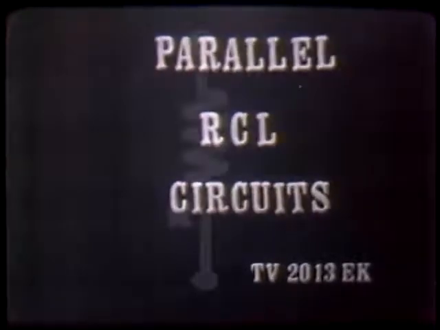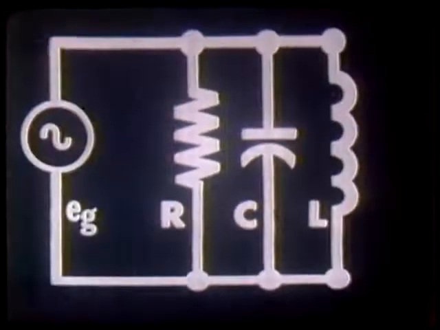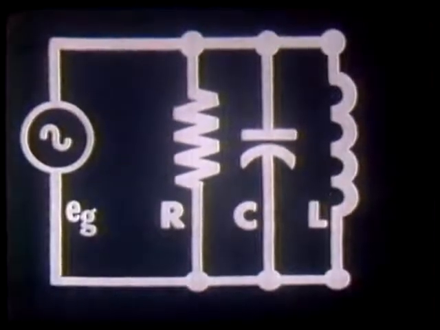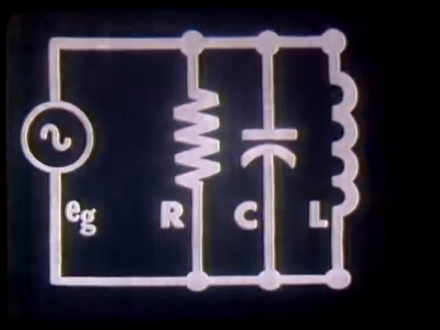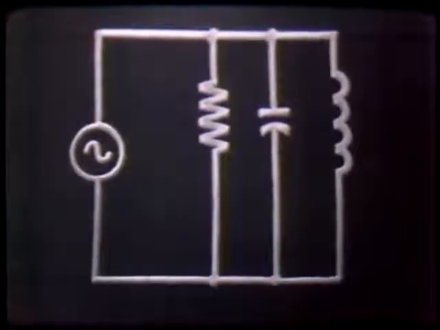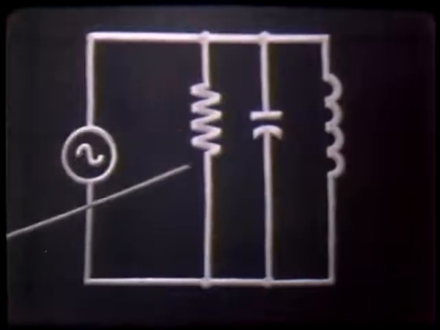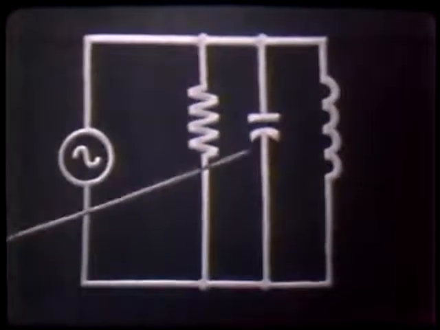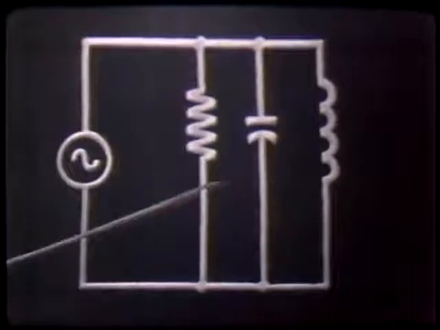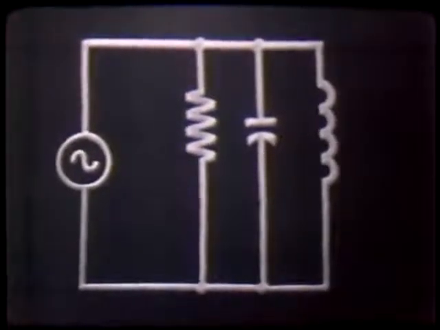RCL circuits. As the title implies, we could take a resistor and a capacitor and an inductor in parallel across a voltage source. Here we have a parallel RCL circuit indeed. Following the rules for any parallel circuit, we know that the voltage across each component is the same as the source voltage. The resistor voltage, the capacitor voltage, and the inductor voltage would be the same as the source voltage because we do have a parallel circuit here.